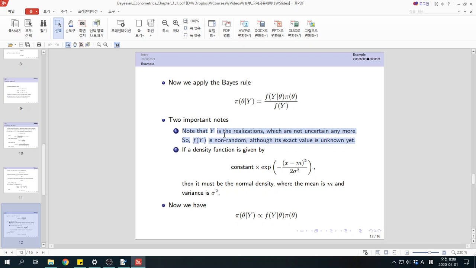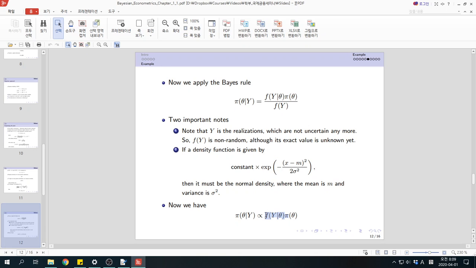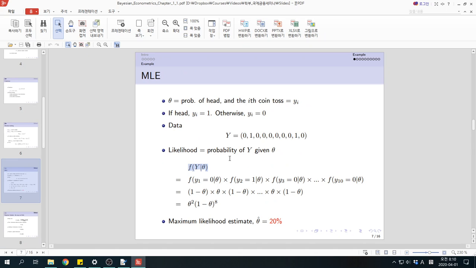So now, first note: this term is again constant. This is not a function of theta. So we can say that this posterior density is proportional to this term times f of y given theta times pi of theta. So what's the name of f of y given theta? We have seen this before, right? This is the likelihood.